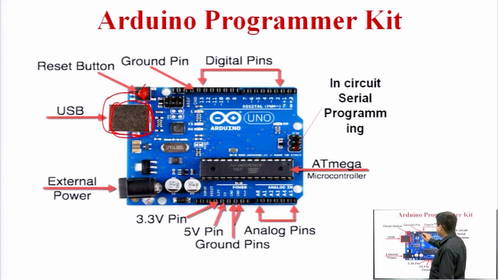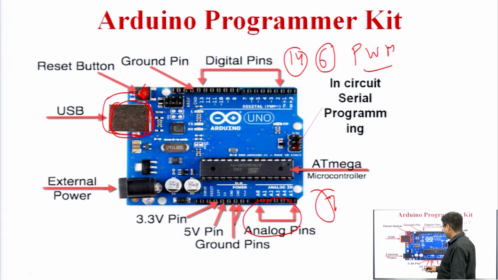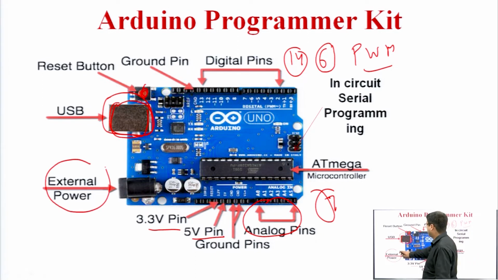It has a ground pin as well. It has digital pins. How many digital pins are there? It has 14 digital pins. Out of the 14 digital pins, 6 have specific functions used for PWM. It has analog pins as well. How many analog pins are there? 6 analog pins are there. It has a 5-volt pin. It has a 3.3-volt pin. External power can also be connected through this module, and it has ground pins.